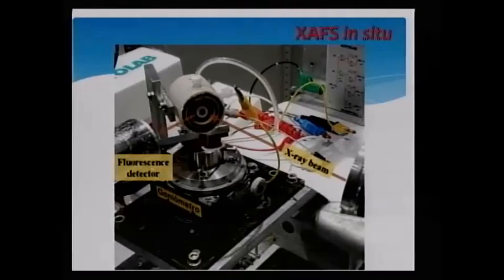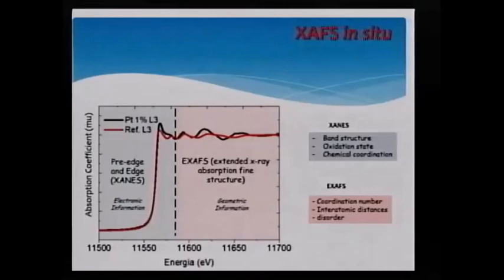So this is a result for platinum nanoparticles, platinum clusters deposited on silver nanoparticles. In red is the response for bulk platinum, and in black you have the X-ray absorption with our particles, our clusters. As you can see, the responses are different. And in this region, you can get information about the band structure of the material, oxidation state, chemical coordination.